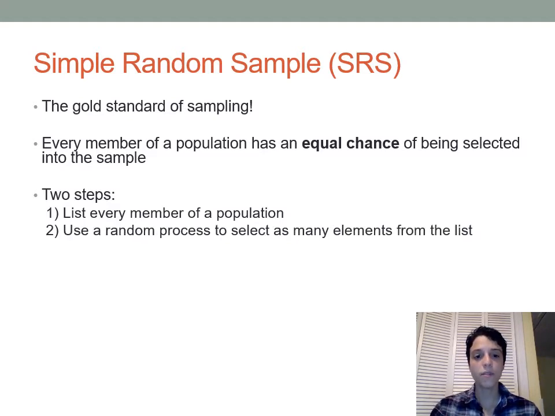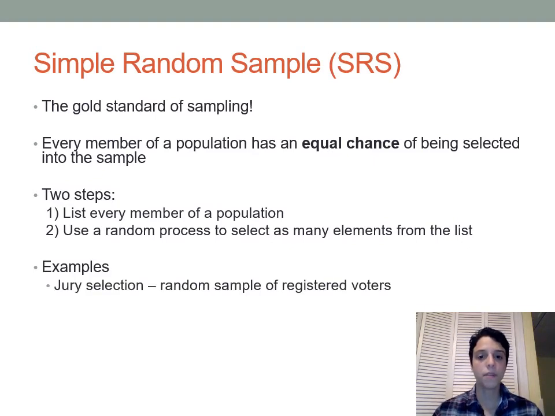The next step is to use some random process to select elements from that list. So whatever list you have, you're going to use some sort of random process to select elements. A random process could be something like a random number generator, or it could mean literally pulling something out of a hat.